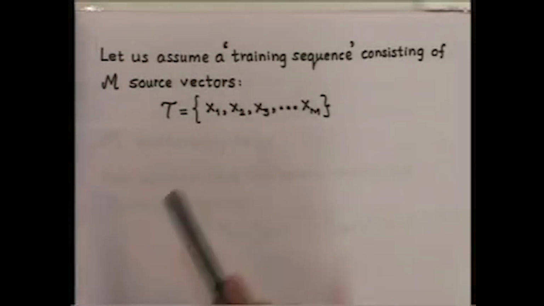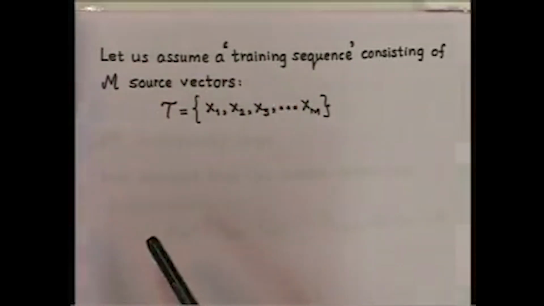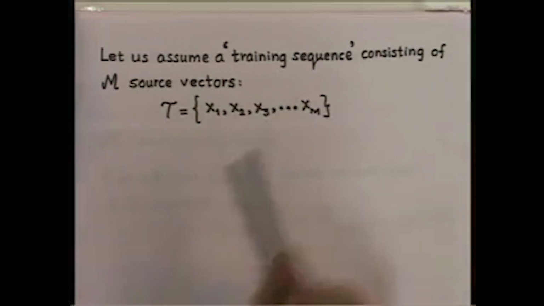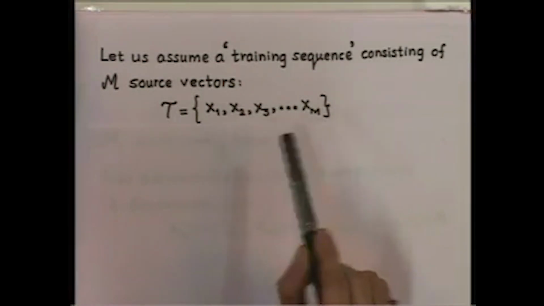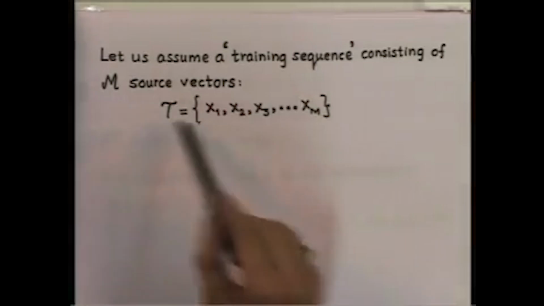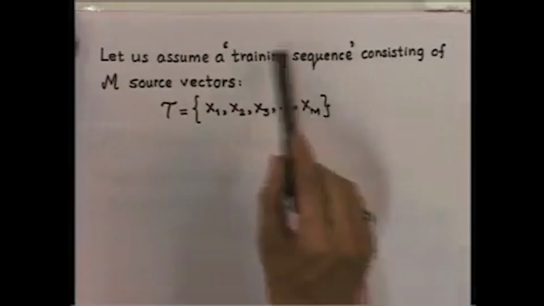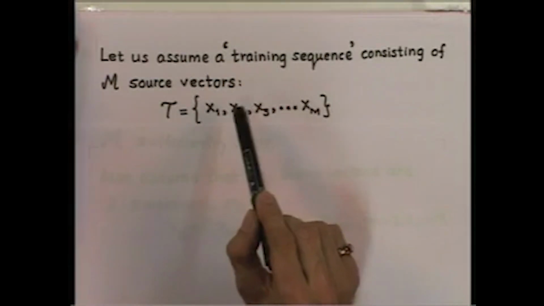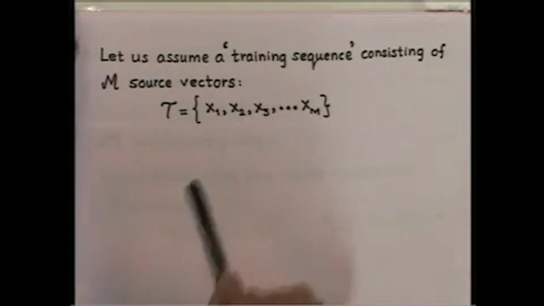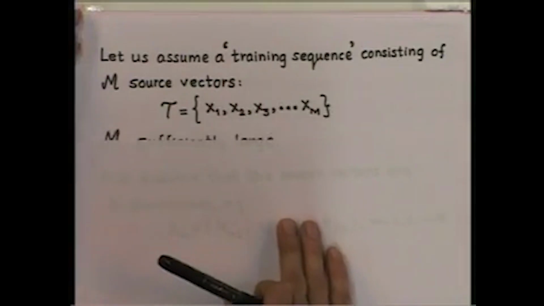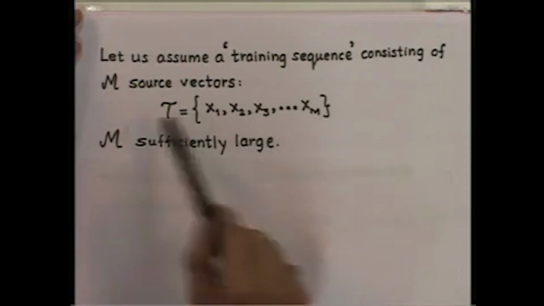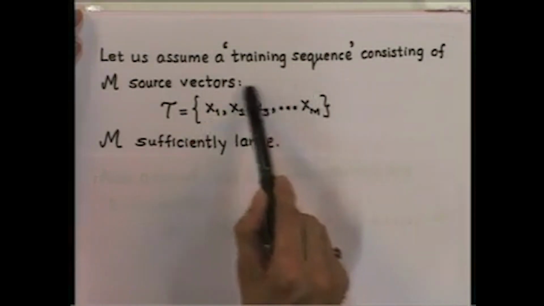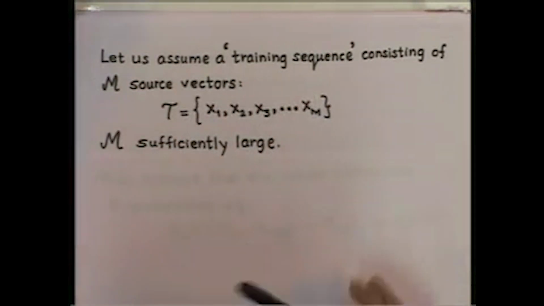Now, this training sequence can be obtained from some large database. For example, if the source is a speech signal, then the training sequence can be obtained by recording several long telephone conversations. Now, let us assume that M is sufficiently large so that all the statistical properties of the source are captured by the training sequence.